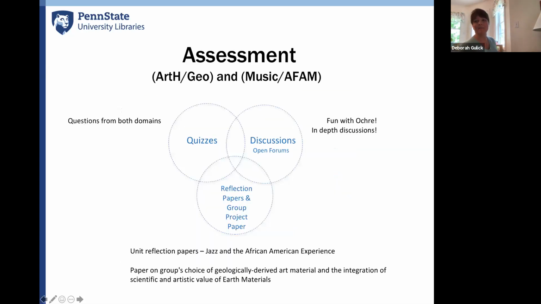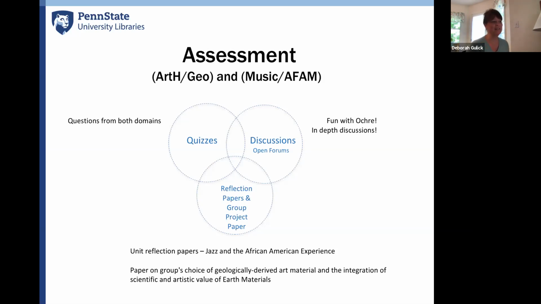The assessment phase of the whole thing is where I feel how everything was integrated and how students synthesized both domains. The quizzes in both courses had separate questions for both domains for each one of those, and those were a little more separate. But then it all weaved together eventually when you went to the discussions for art history. It was fun with ochre.